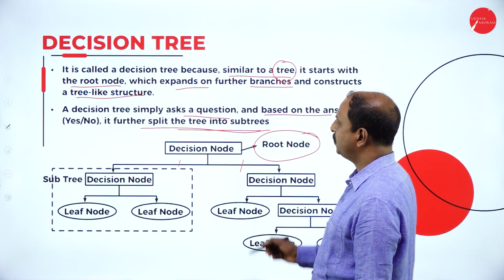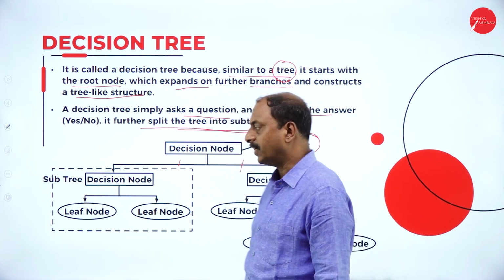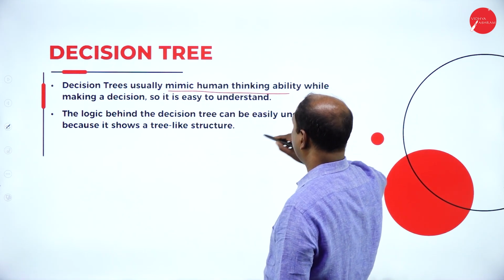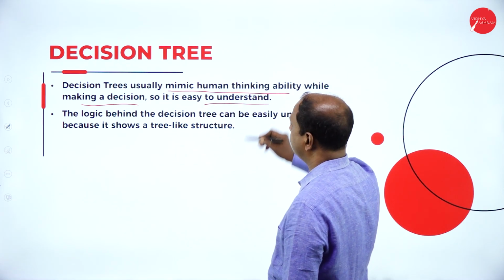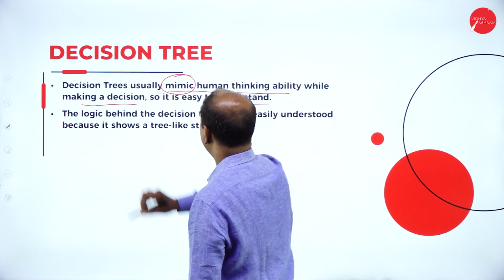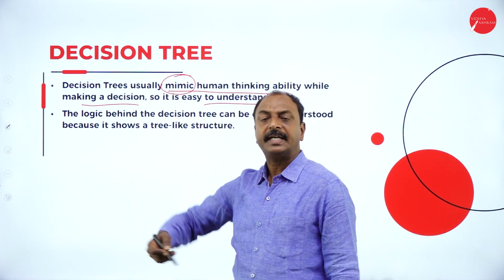This is decision tree. It is an example of a supervised learning algorithm. It usually mimics human thinking ability while making decisions, so it is easy to understand this concept. What is the meaning of this? It is going to mimic, meaning simulate, human thinking ability, as we know how we take decisions.